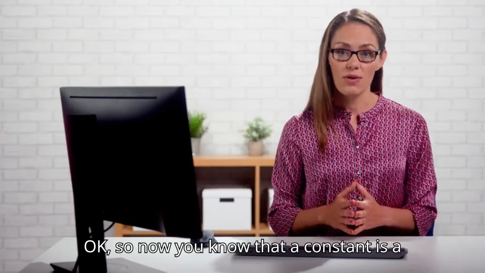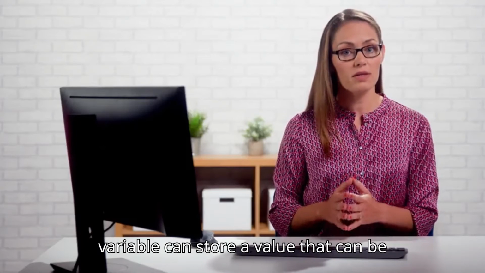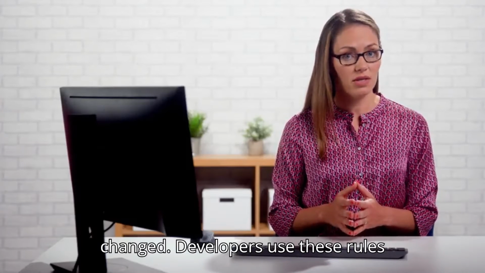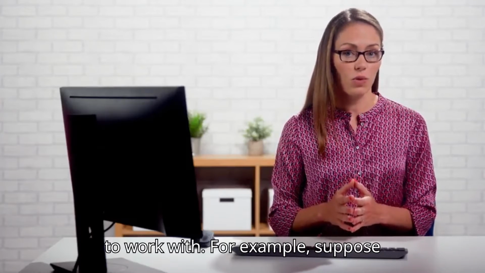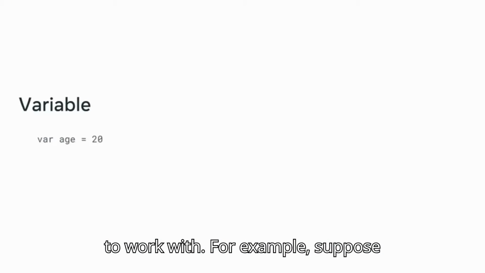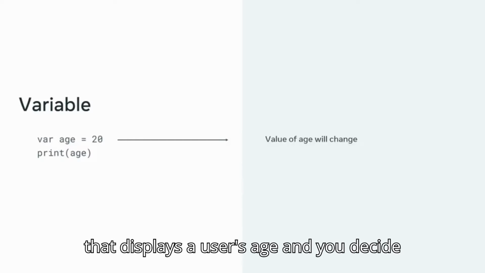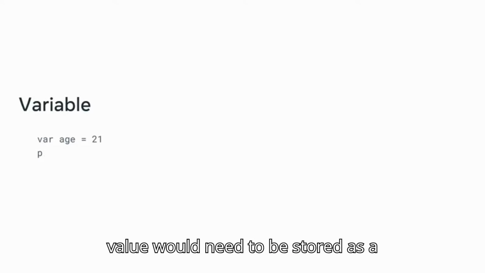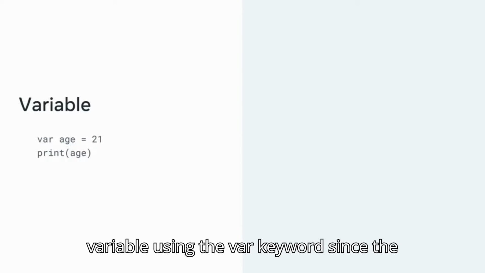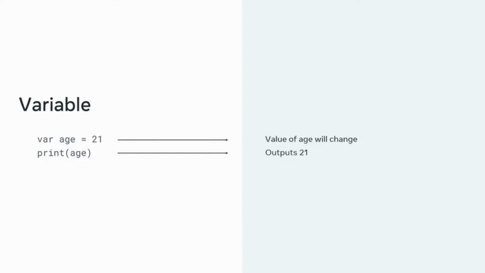Okay, so now you know that a constant is a value that can't be changed, while a variable can store a value that can be changed. Developers use these rules depending on the type of data they need to work with. For example, suppose you are working on a social media app that displays a user's age and you decide to store this value. Well, this value would need to be stored as a variable using the var keyword, since the value of age will change every year.